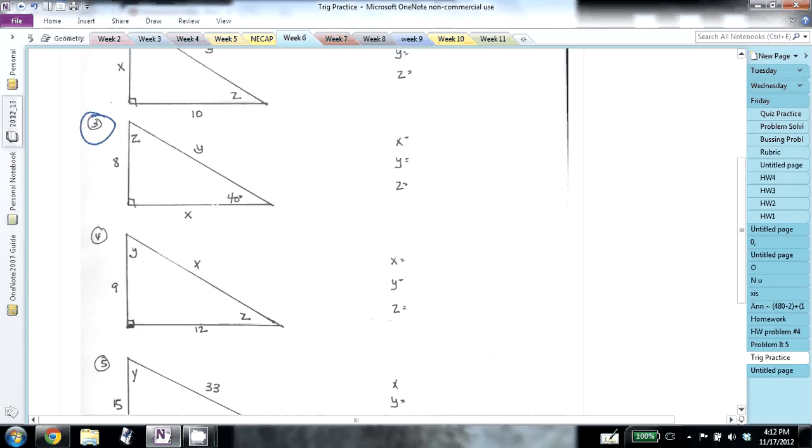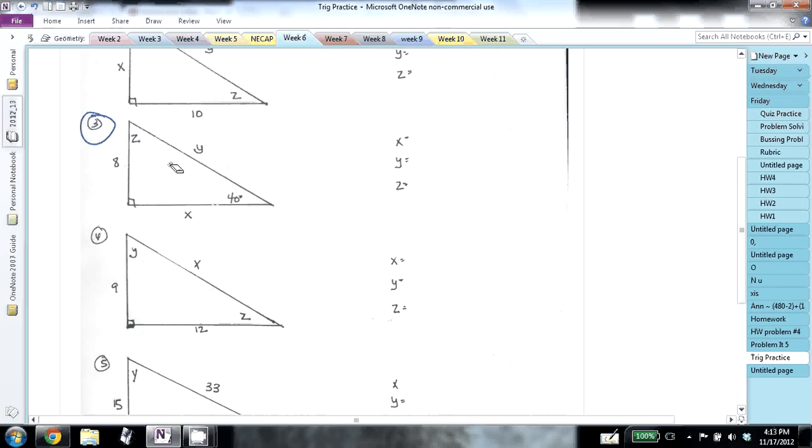You need to find one of the angles, that's z. Find one of the sides, x. And you also have to find the other side, the hypotenuse. And I'm going to start with the angle first, since that's probably the easiest.